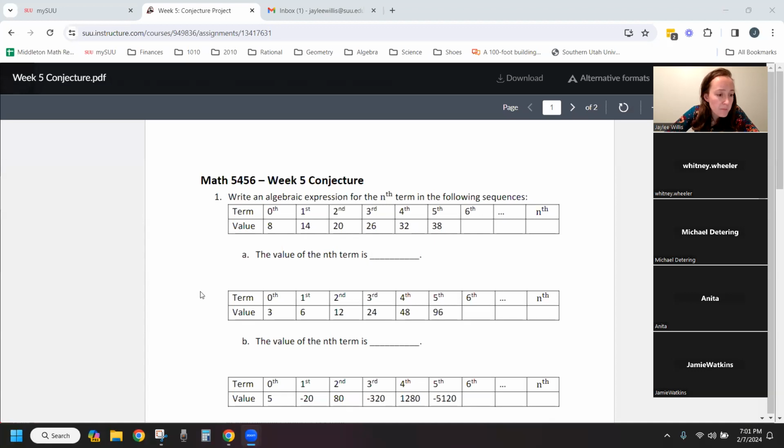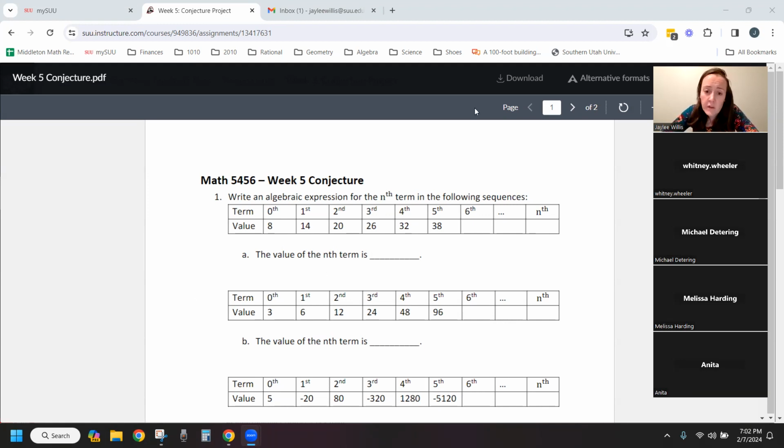And then Melissa, you put in an explicit formula. Do you want to explain your reasoning for that one? Yeah, it's the second one. I mistyped on the first one, but I was just thinking since there's already 8 to start with, then we just add 6 times whatever term we're on.